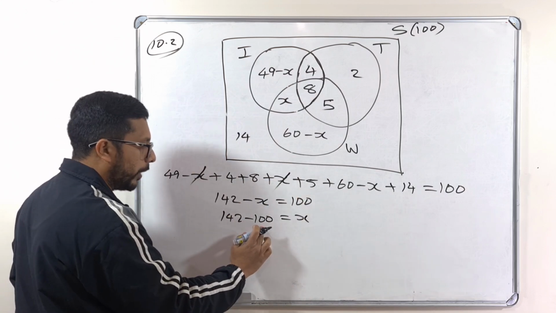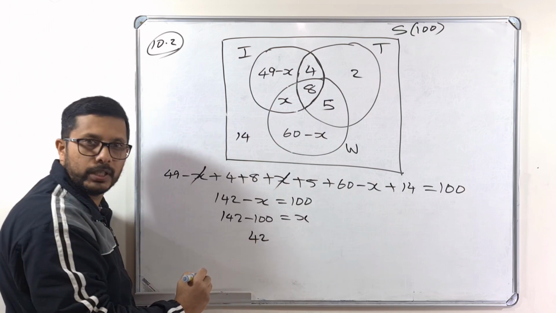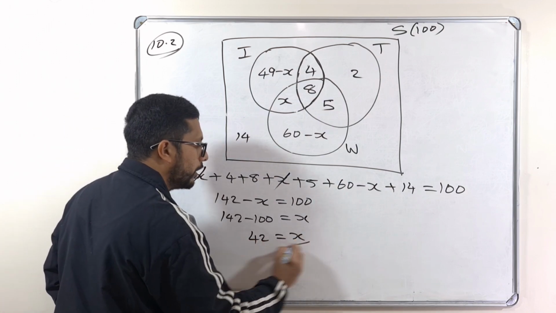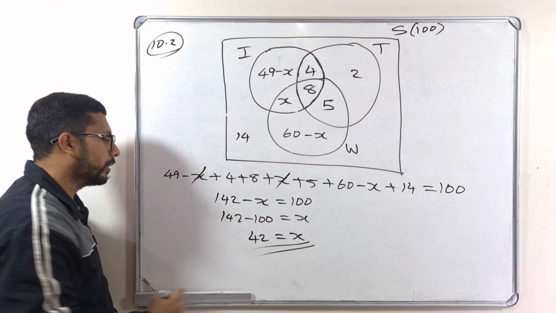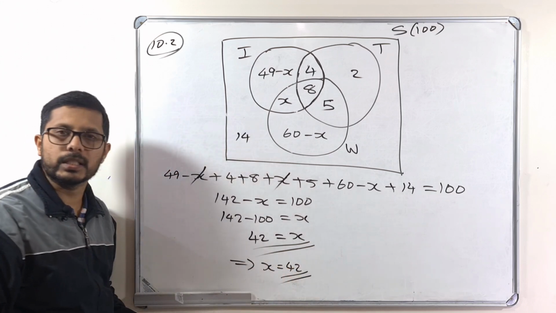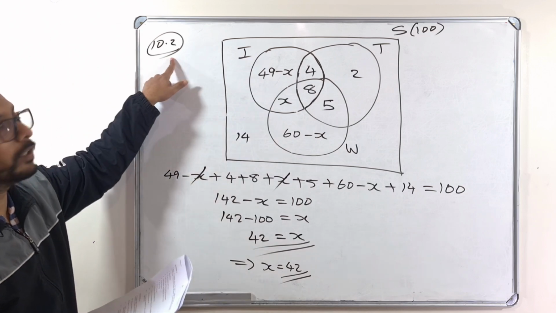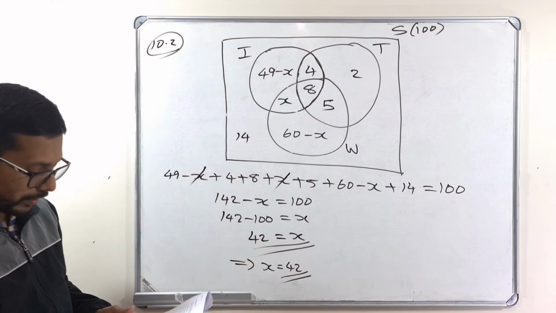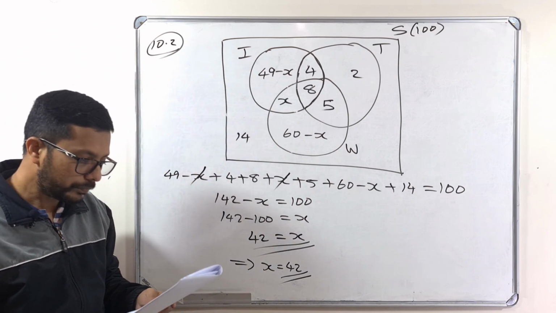So 142 minus 100, what is the answer? 42. So 42 is equal to x. So it means that the value of x is equal to 42, and that is question number 10.2. Okay, let's go to the next question.